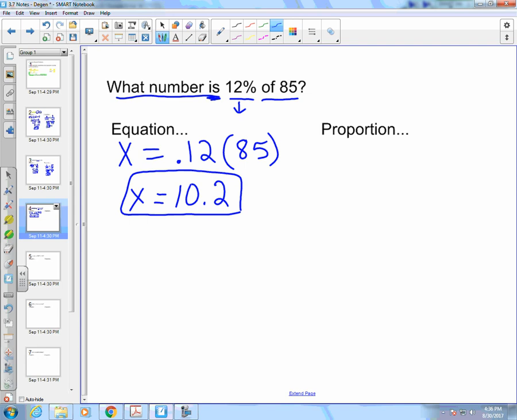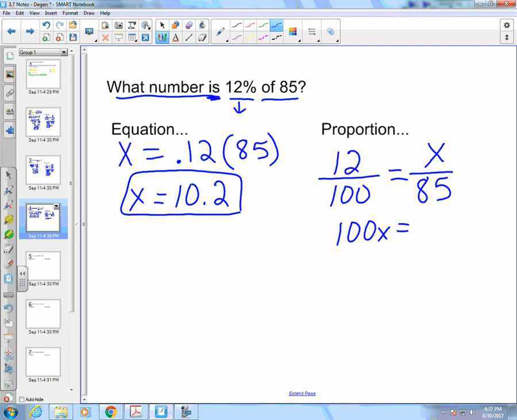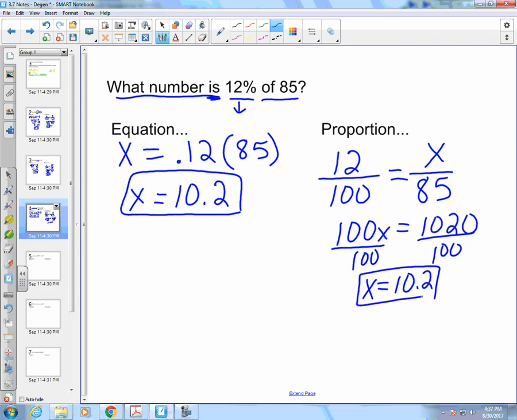If we set it up as a proportion, that 12% is 12 over 100. Right away, the of 85 goes in our denominator. That leaves us the is that we don't know. Multiply, do your cross products. 100x is equal to 1020. Dividing by 100 is very easy. When you're dividing by 100, you're just moving the decimal point 2 places, so x is still equal to 10.2.